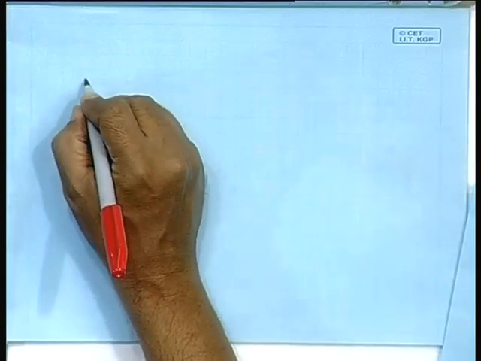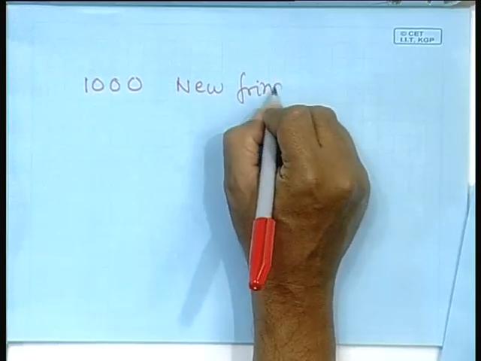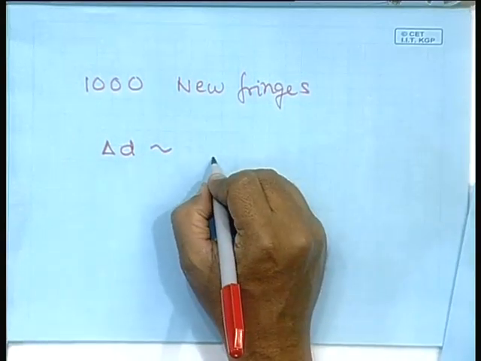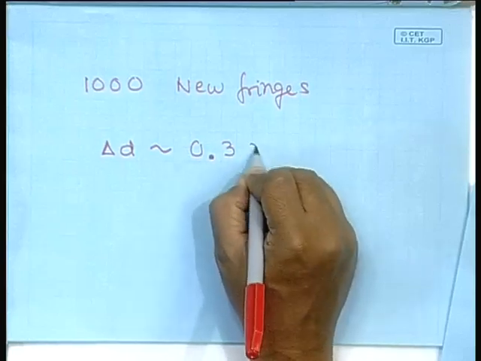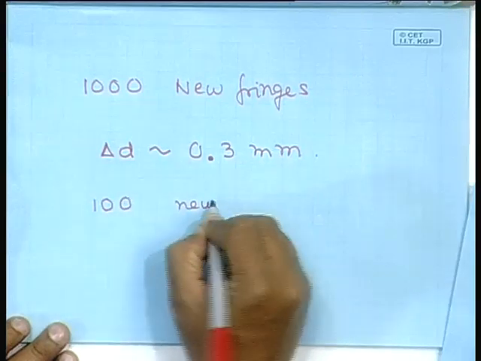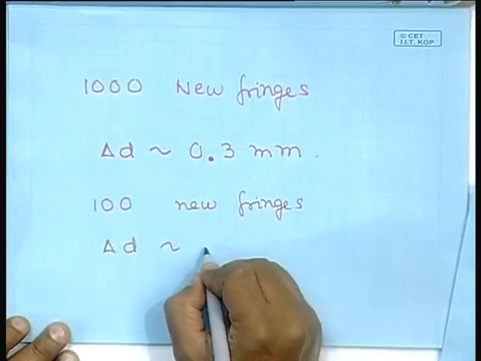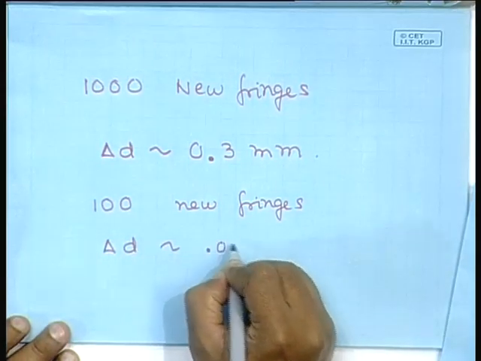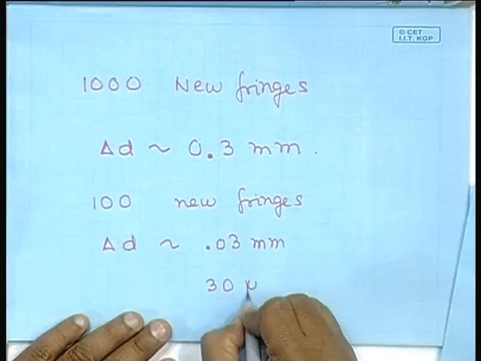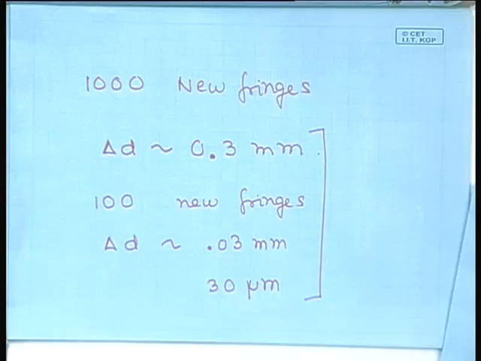So, delta d for 1000 new fringes at the center is of the order of 0.3 millimeters. If you have 100 new fringes, delta d is of the order of 0.03 millimeters, which is 30 micrometers. Both of these can be measured using a micrometer screw gauge.